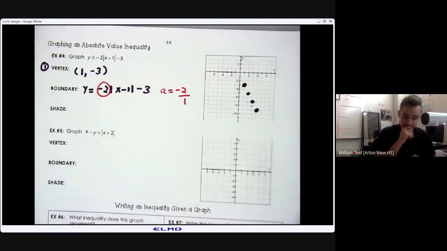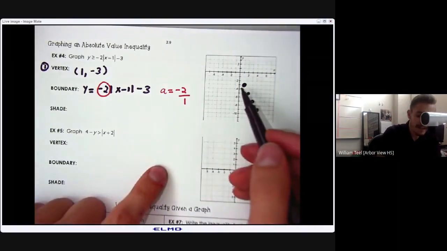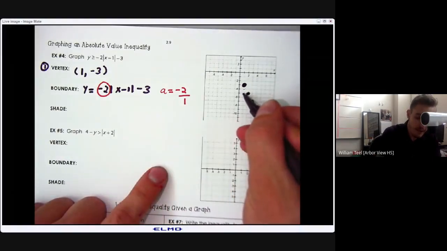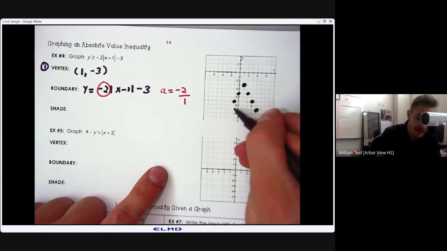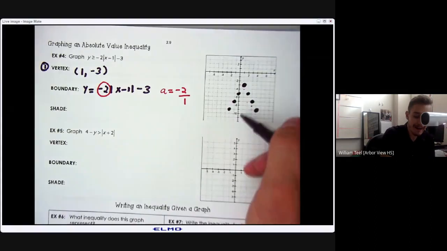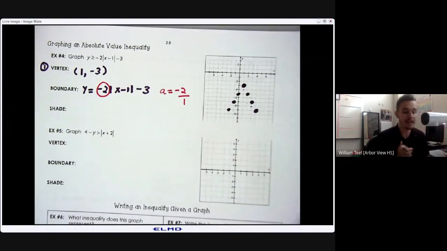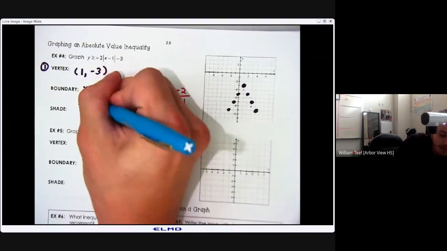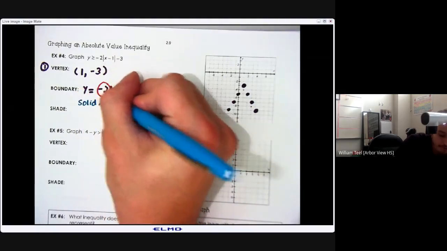Okay, and then if I'm looking on the left-hand side, I'm going to go reverse. So I'm going to go down 2, left 1, down 2, left 1, down 2, left 1. I'm essentially reflecting over that axis of symmetry right there. So now we're going to determine if we have a solid line or a dotted line. So I'm going to say solid / dotted or dashed.